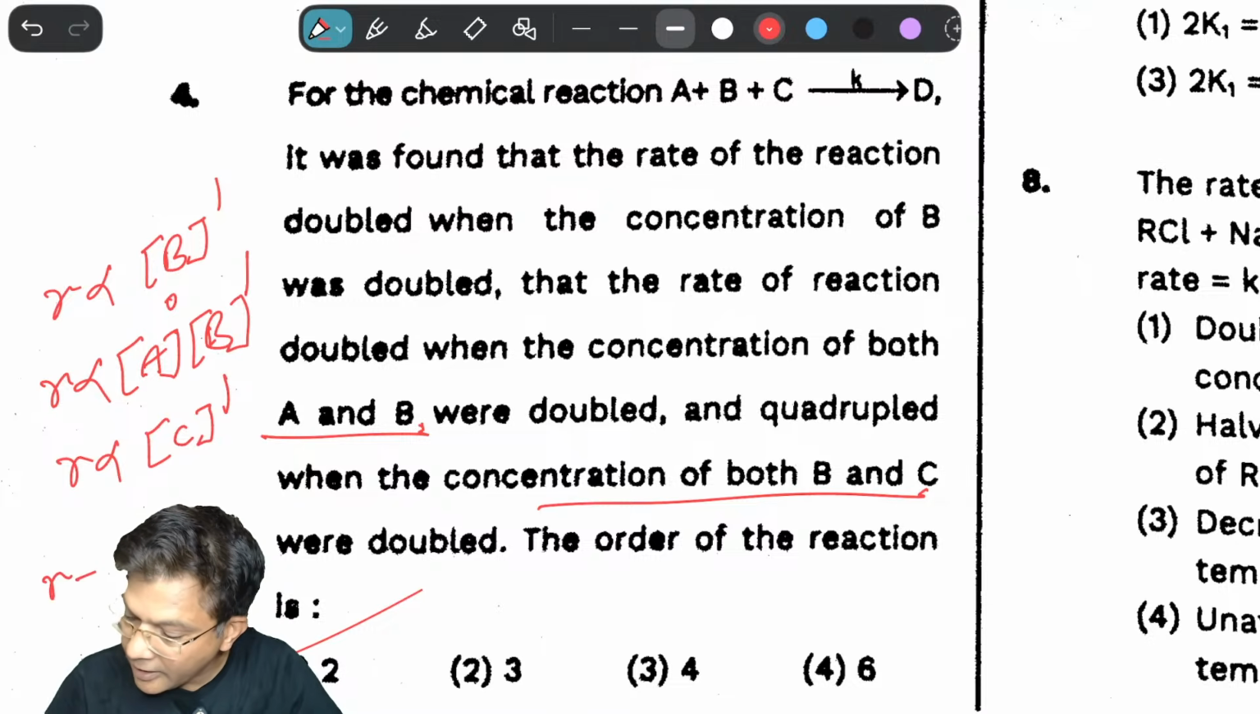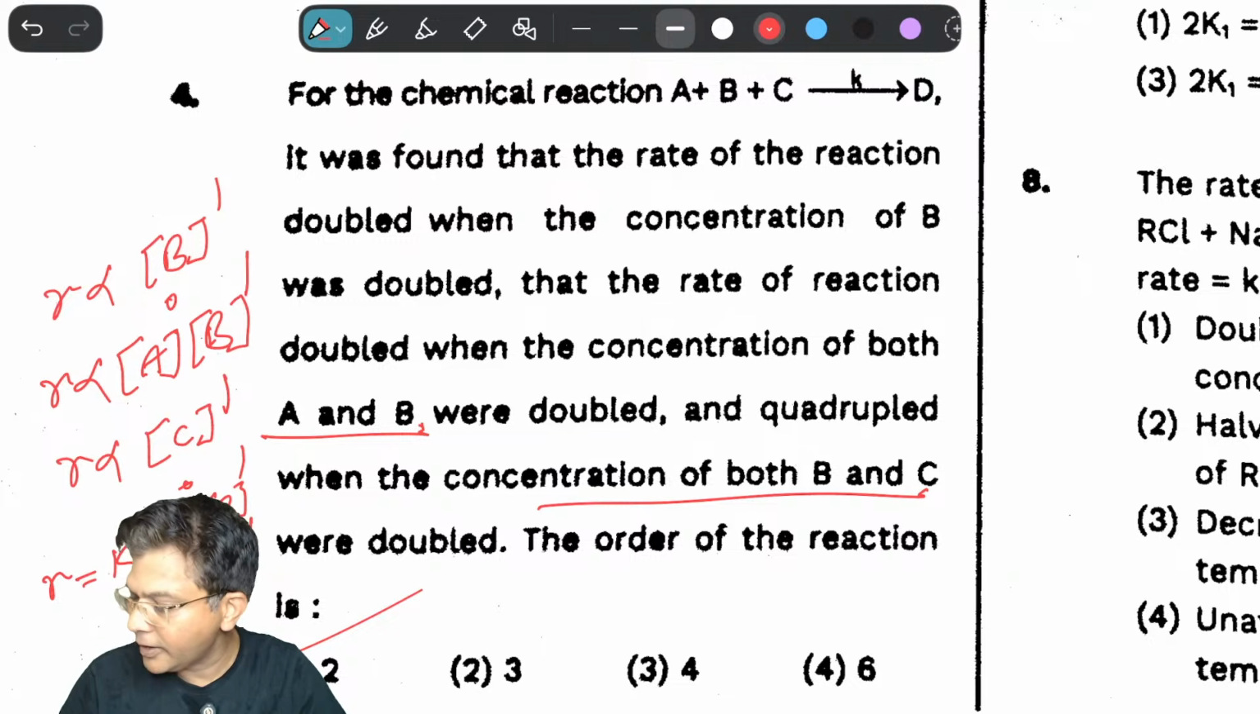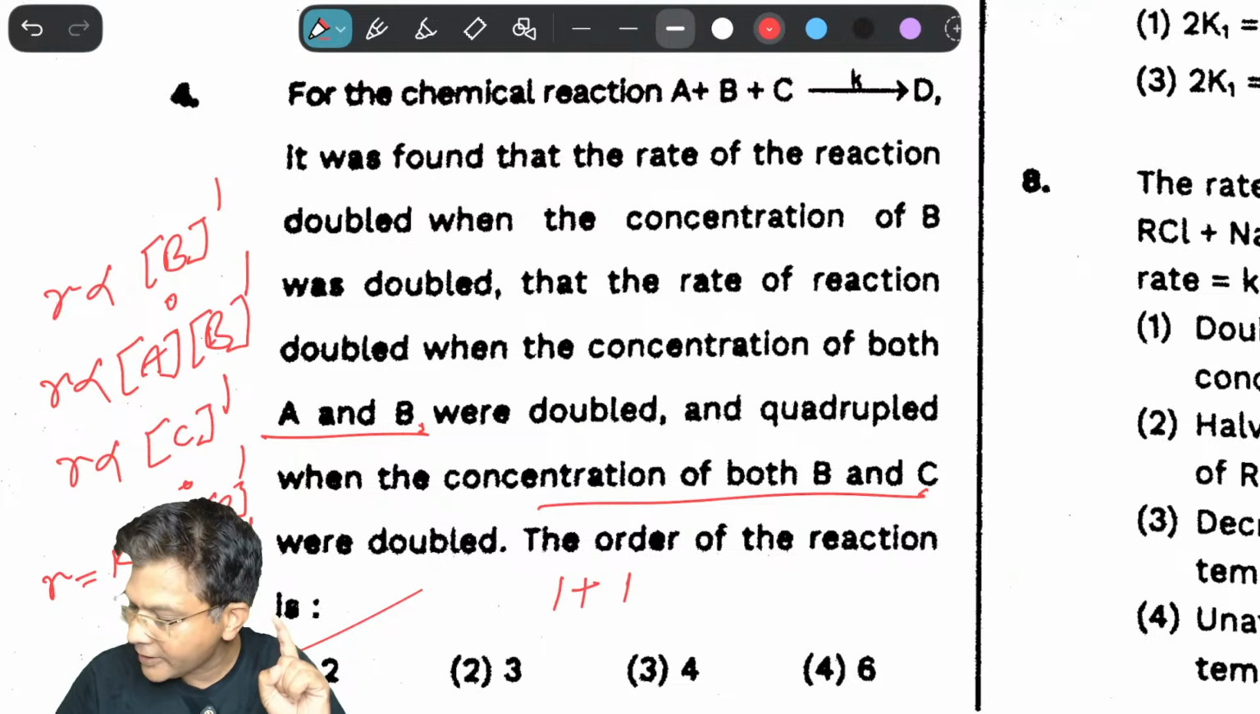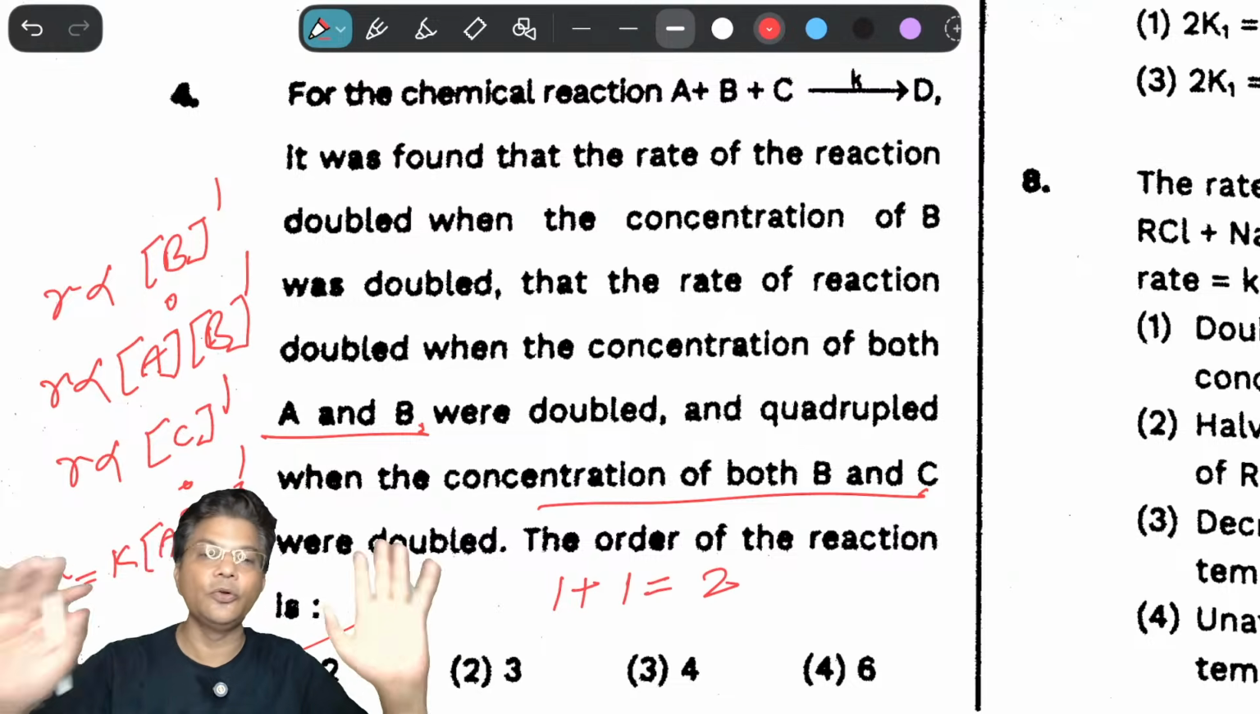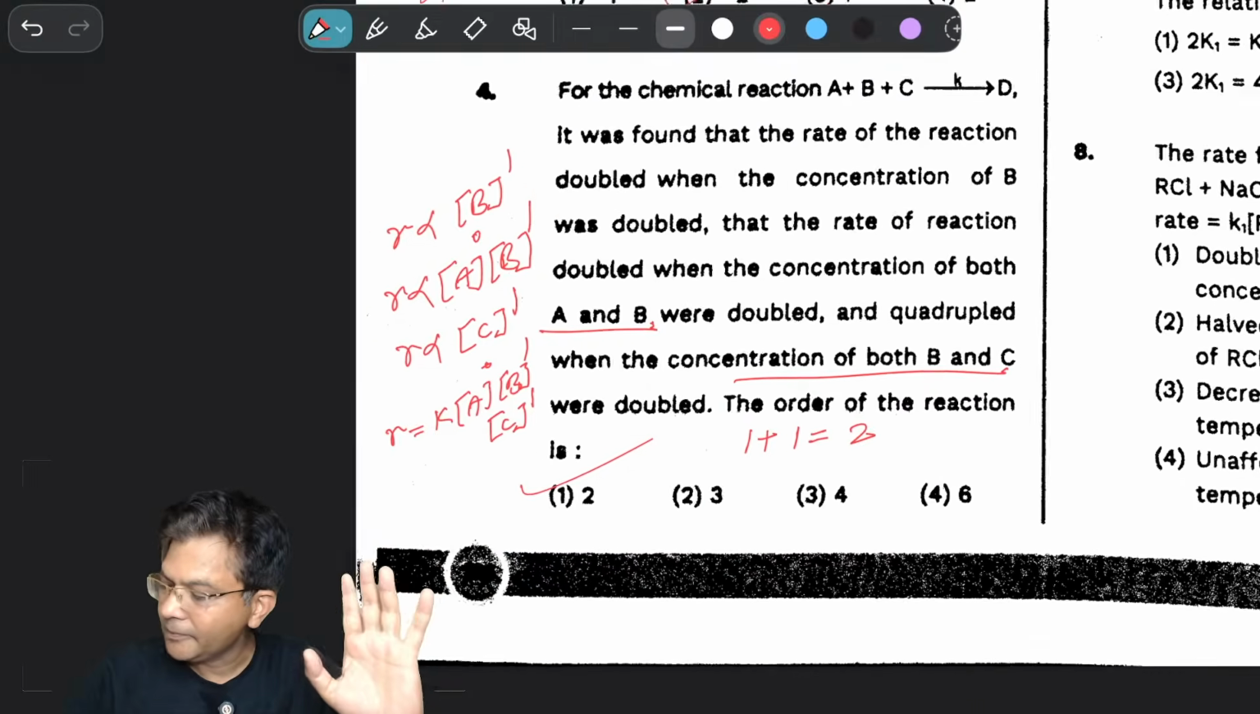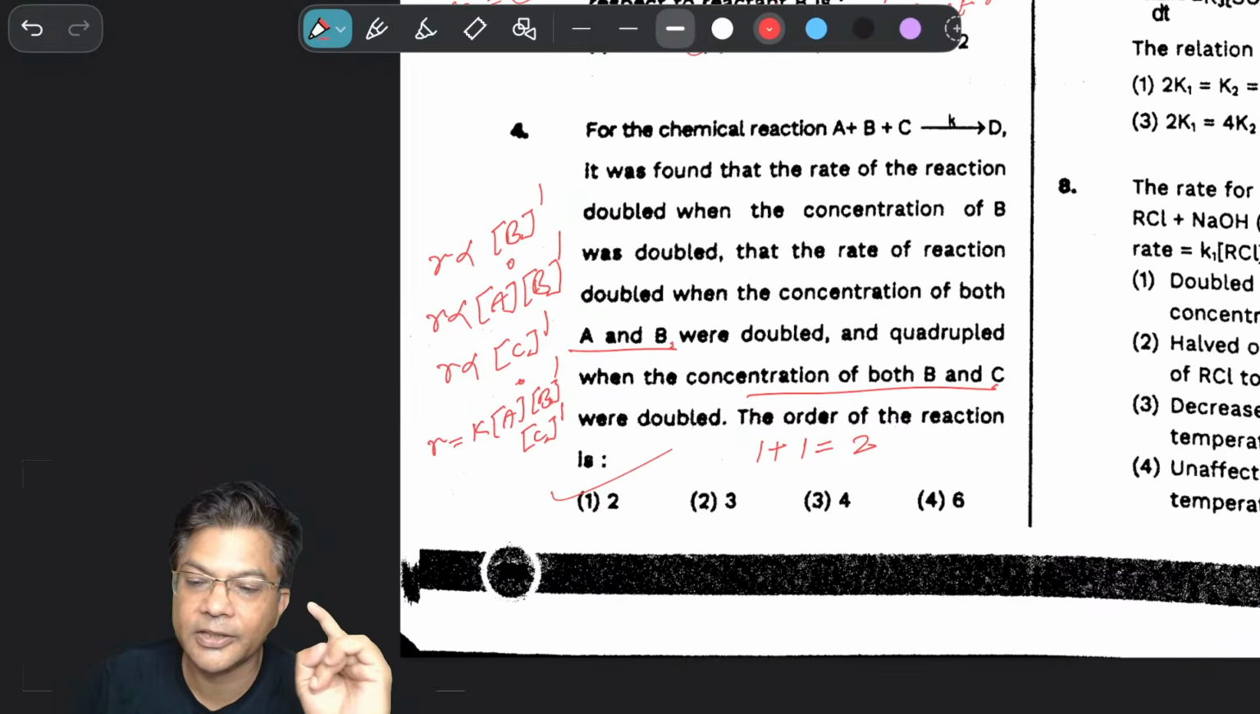So I can write R is equal to K, A raised to power 0, B raised to power 1, and C raised to power 1. So 1 plus 1, the overall order of reaction has come 2. It was looking very tough, but see, I've told you, whenever the question length is more, it is easy.